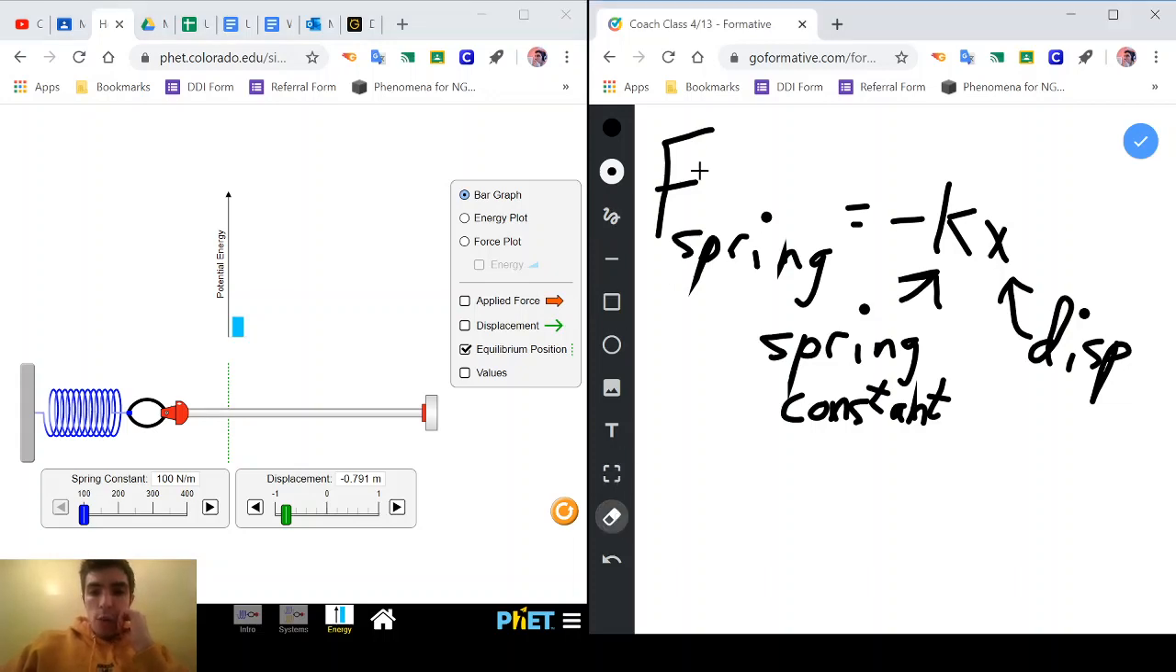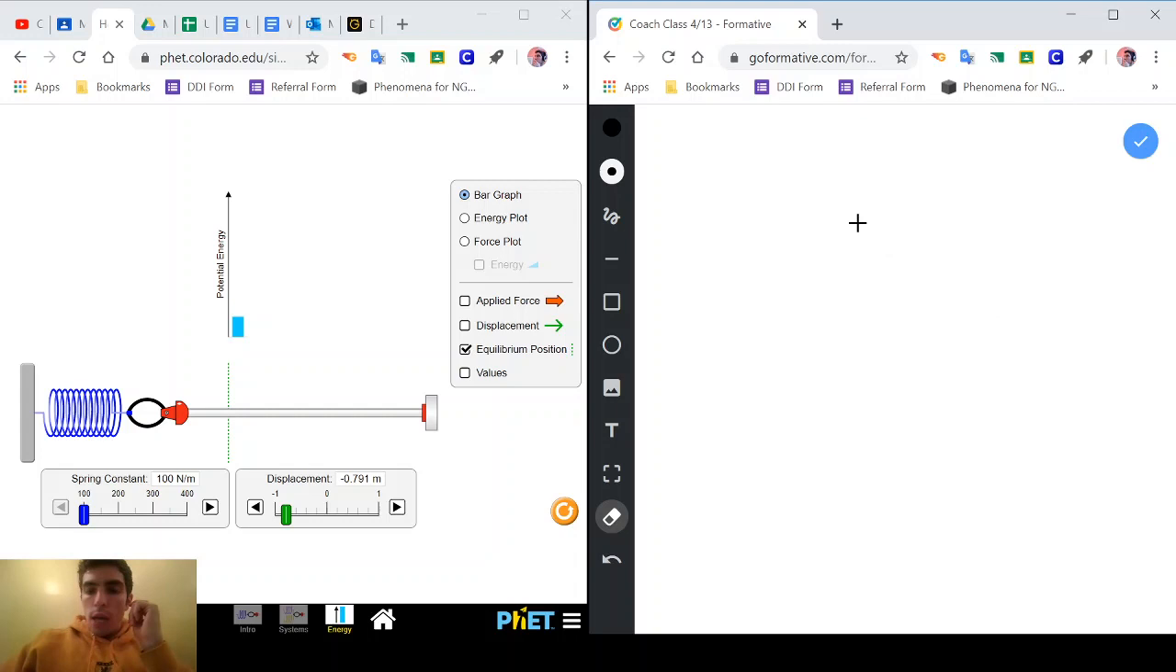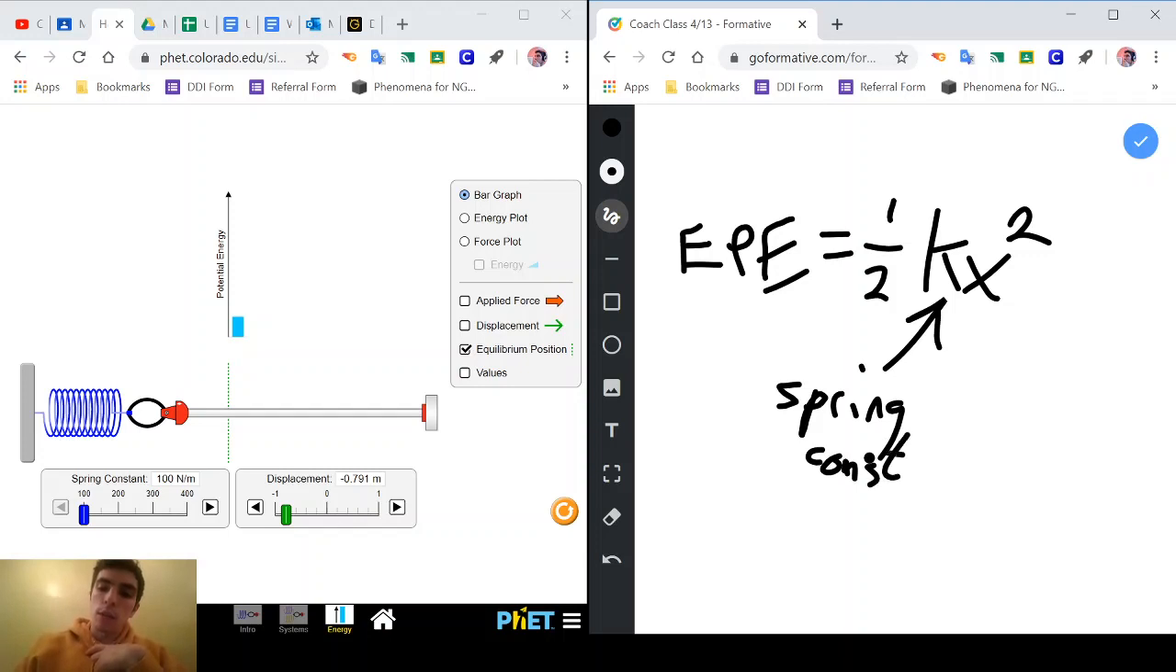And the new equation that we have, so we're not looking at forces anymore necessarily, but we're looking at energy. And that new equation is, and I'm going to say EPE, and we've talked about that briefly before, but that's for elastic potential energy. So EPE is equal to 1/2 k x squared. And so the variables we have here are now familiar. That k is still our spring constant. The x is still that displacement.